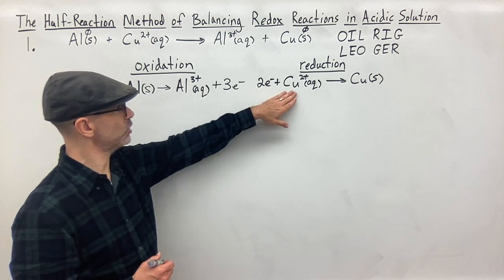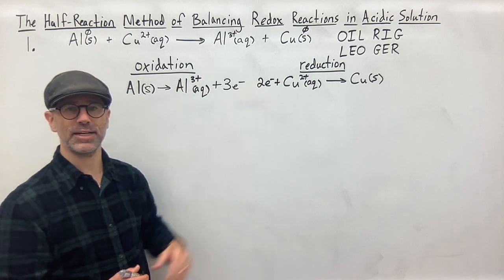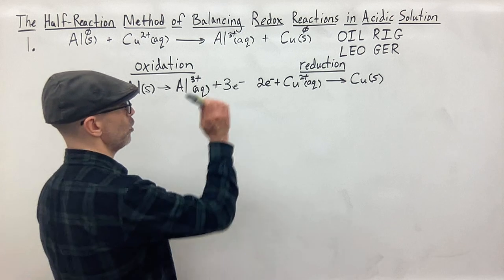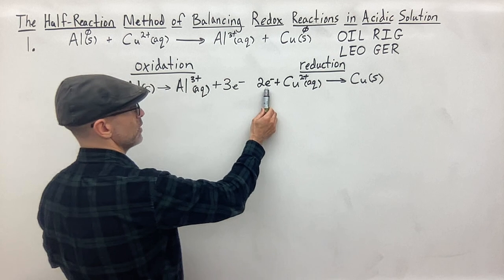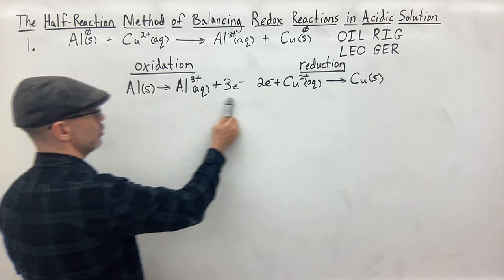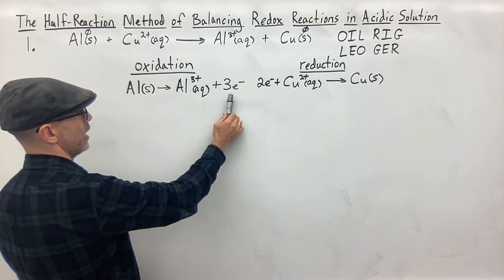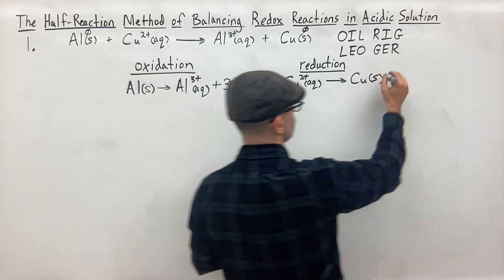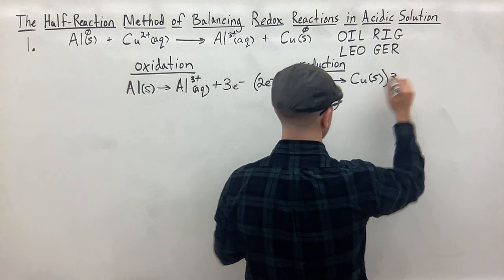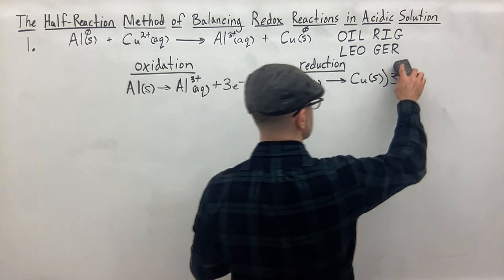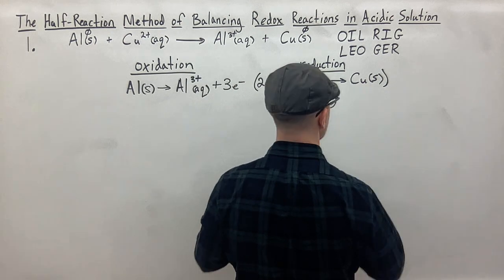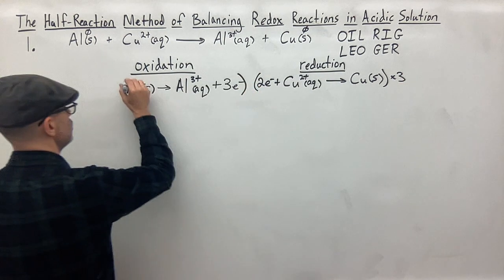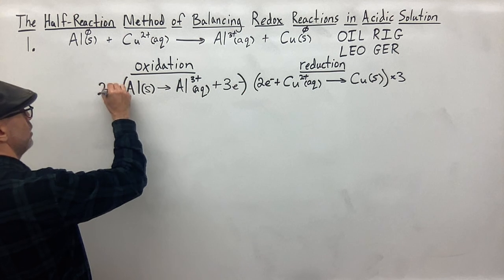So I need to multiply each half of the reaction by a factor that's going to give me equal number of electrons. So if I multiply this equation by 3, I'll get 6 electrons. And if I multiply this equation by 2, I'll get 6 electrons. So let's go ahead and do that. So I'm going to multiply this by 3. And then this equation, I'm going to multiply by 2.